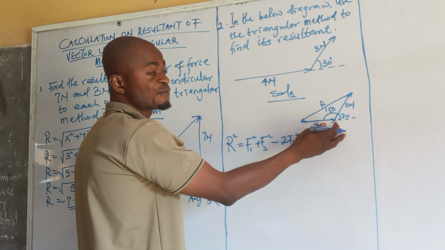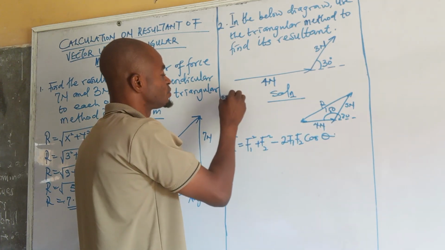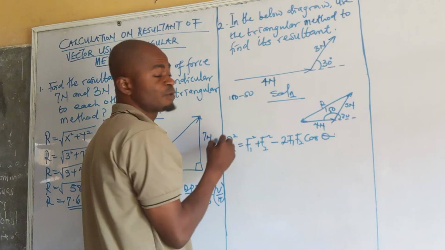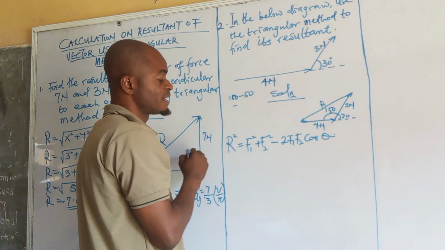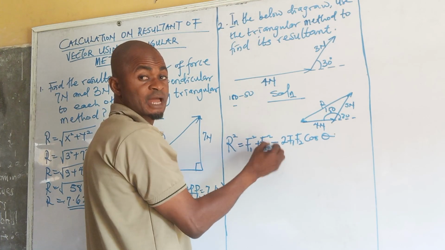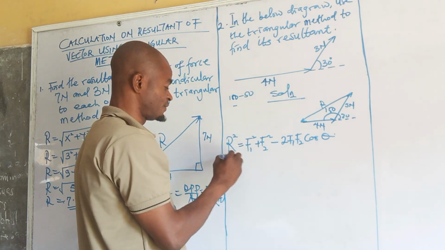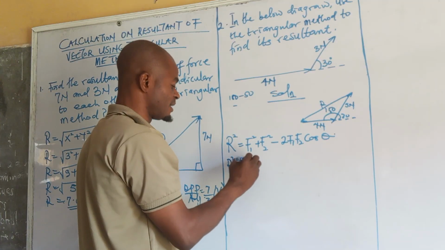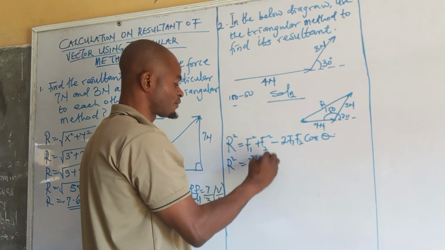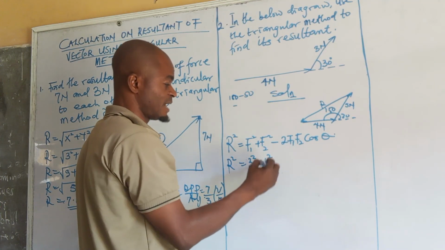We are looking at this now. What quadrant do you find this? This is 150. It's going to be 180 minus 150. Any moment you find the cos of 30, it must give you the negative. That negative will be the one that will turn this one to positive. We have R squared equals, what is my F1 there? I have 3 squared plus 4 squared. You can pick any as it is.